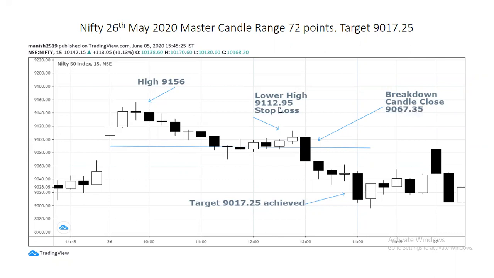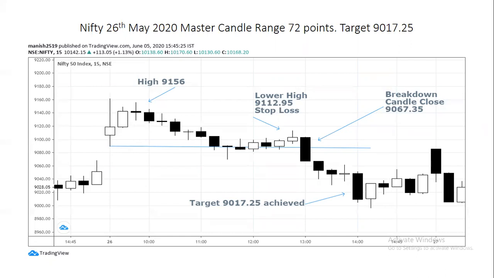So guys, point to note down here is when we are going for a short trade, our stop loss should be lower high. See, for long trade, it was higher low. For short trade, it will be lower high. So this is entry 9067, stop loss 9113, and target 9017. So please remember, for all short trades, you can keep lower high as your stop loss.